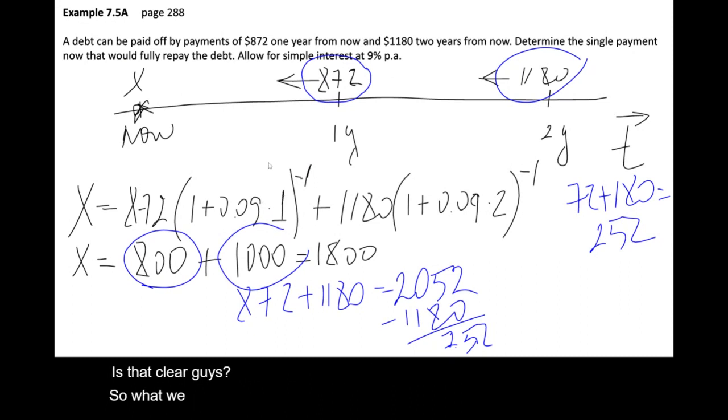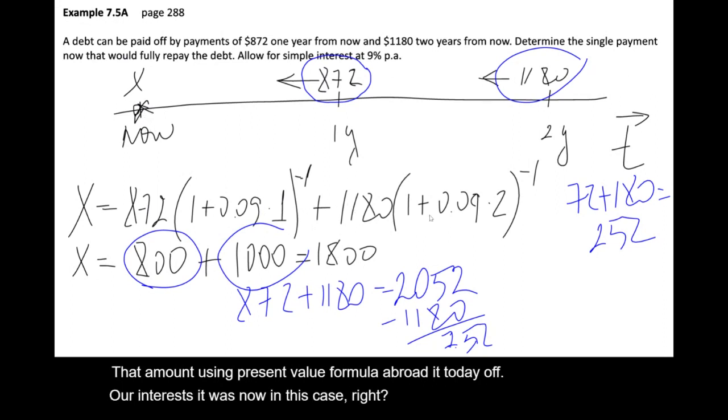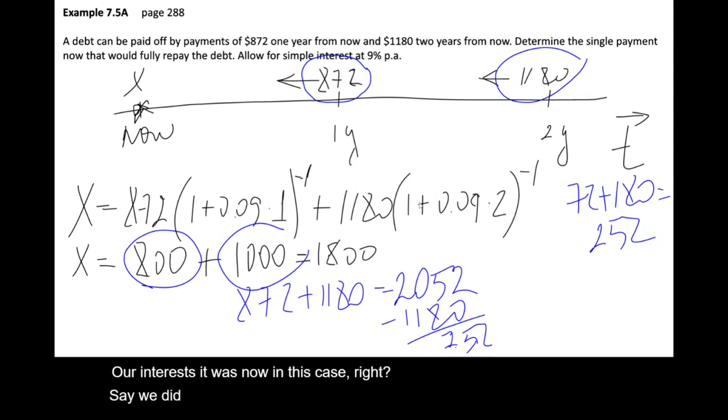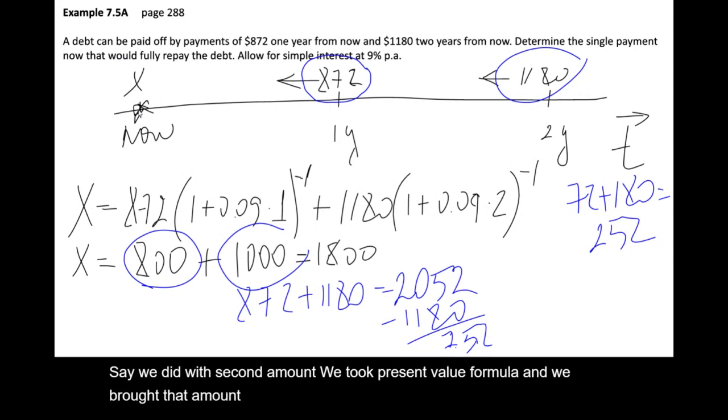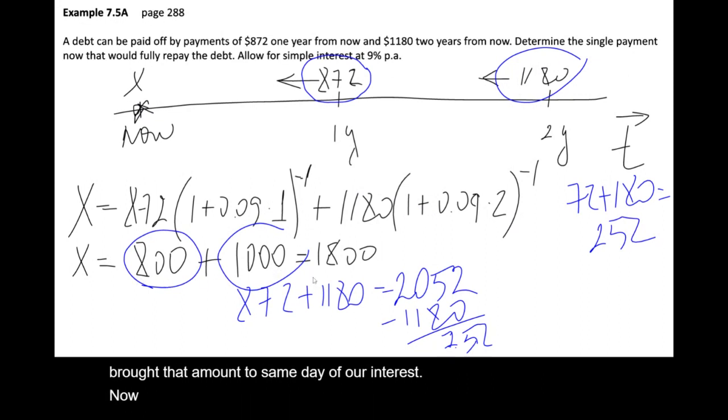So what we did, we took that amount using the present value formula and brought it to the day of our interest. It was now in this case, right? Same we did with the second amount. We took the present value formula and we brought that amount to the same day of our interest. Now, these two amounts have the same level of interest. This interest is what? In this case, 0, right? Is that part clear?